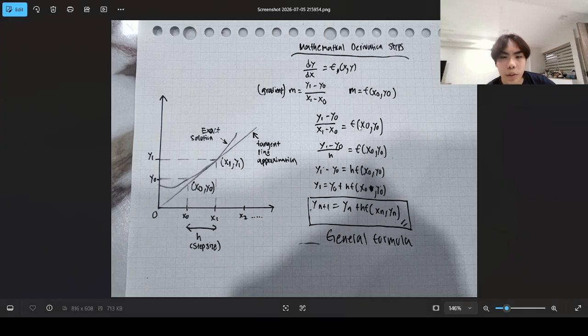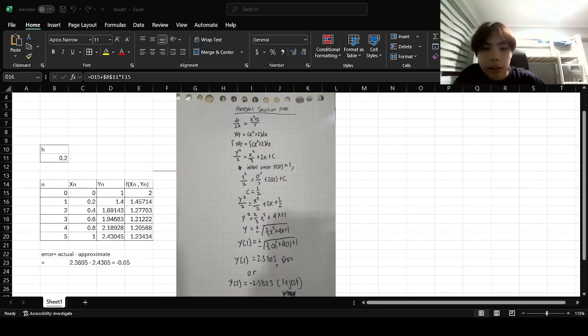So we put it equal to the gradient, and x1 minus x0 is just h. So we get this, and then we just simplify it, and we do the cross multiplication, and we move y0 over to here, and this is the general formula. Now let's move over to the Excel sheet. Now let's look at how to do this in Excel for a specific problem.